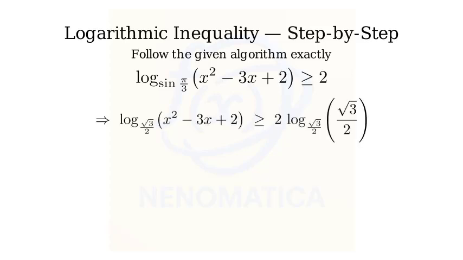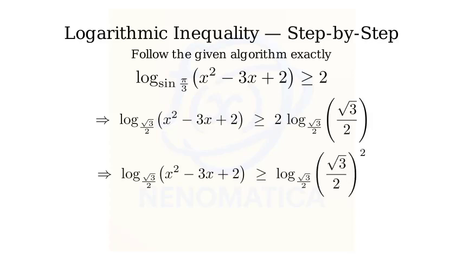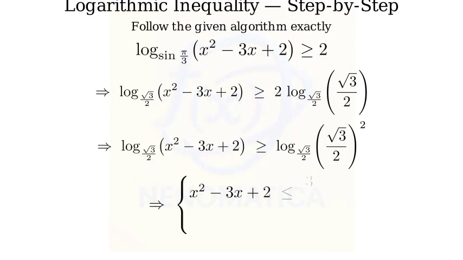Step 2. Apply the power rule, so the factor 2 becomes an exponent. Step 3. Because the base is between 0 and 1, the logarithm is decreasing. So, removing the logarithm reverses the inequality, and we must also impose the positivity of the argument. Since the right side becomes 3/4, we obtain the system shown next. Step 4. Solving these gives the final intervals.